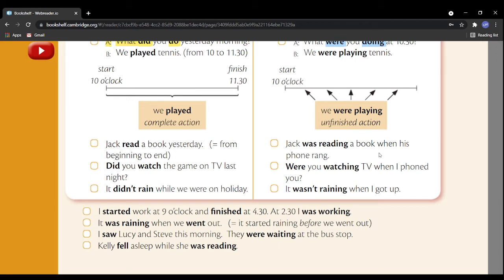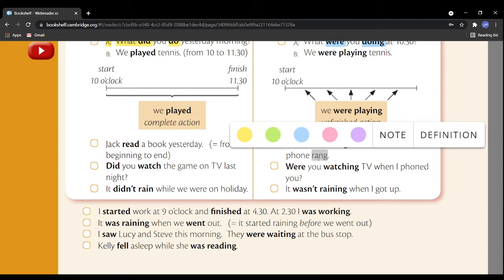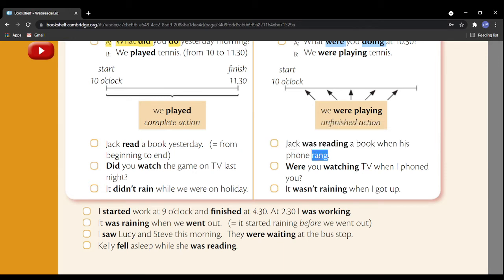Jack was reading a book when his phone rang. هذا الأكشن قبل يوم خلص الأكشن وبدأ الأكشن في الباست اللي قبله كان بادي ولم ينتهي إلا إلين بدأ الأكشن الثاني. So I was reading a book when my phone rang.